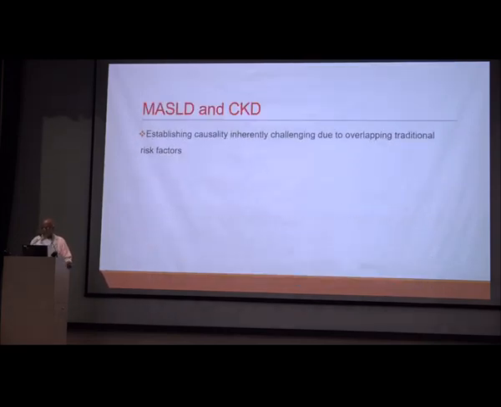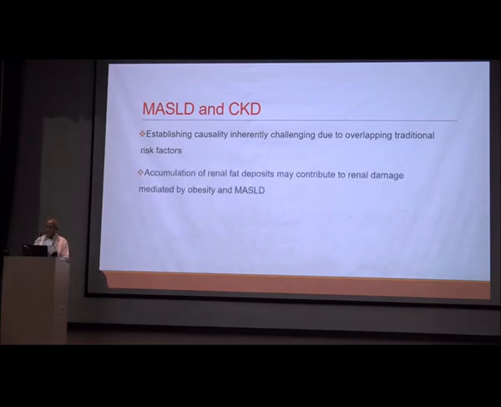So we know now, we try and see some of these associations. In association and causality, to define causality becomes different. A lot of studies show association, but causality is difficult to find. And what we found is that if there is accumulation of renal fat deposits, it may contribute to renal damage in addition to all other factors which are causing renal damage.